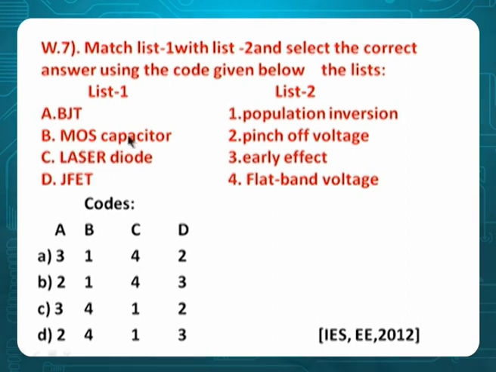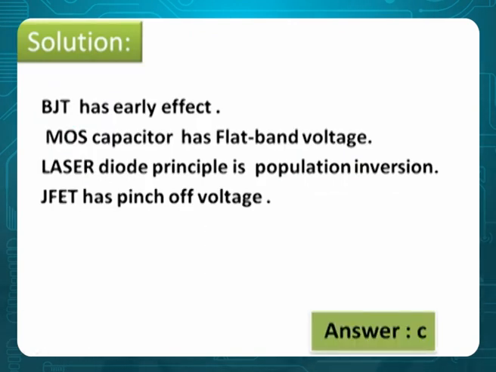MOS capacitor is flat band voltage. Laser, population inversion. So option is C. When you look here, BJT has early effect, MOS capacitor has flat band voltage, laser diode principle is population inversion, and JFET has pinch off voltage. Therefore, option is C.